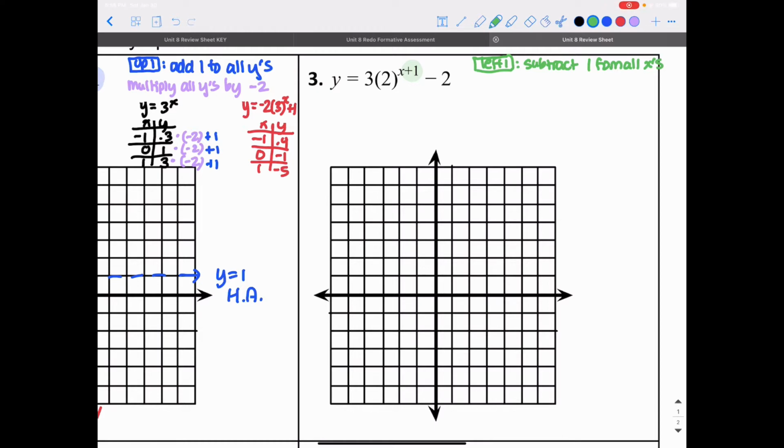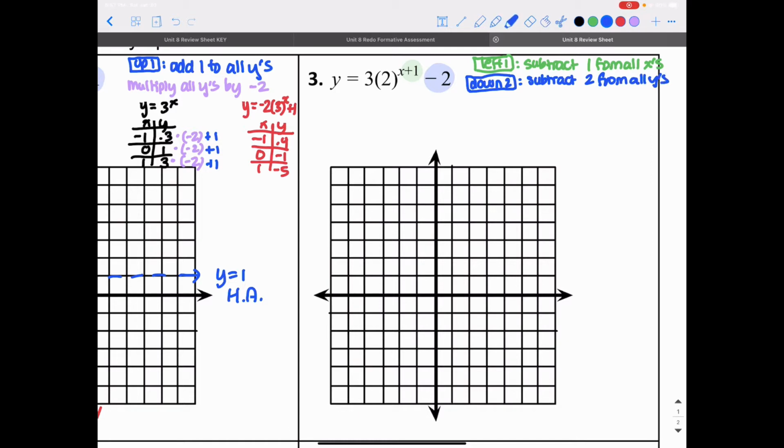Also, if I'm moving left 1, left and right affects my x's, not my y's. This minus 2 on the outside tells me all my points are shifting down 2. So everything is shifting down 2. And if I'm moving up and down, that's going to affect my y values. In this case, I'm going to subtract 2 from all y's.